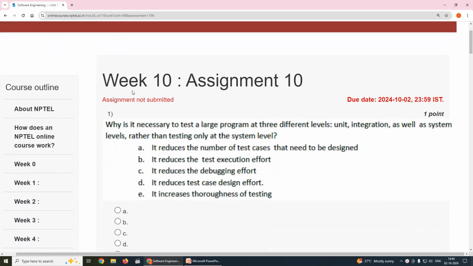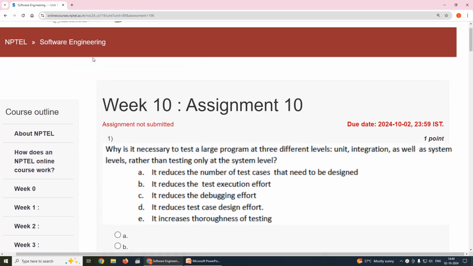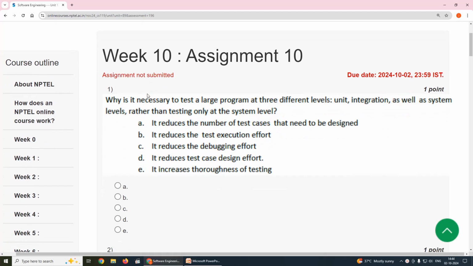So we'll move on to Assignment 10 for the course Software Engineering. Why is it necessary to test a large program at three different levels, unit, integration as well as system levels, rather than testing only at the system level? Our suggestion is option C. It reduces the debugging effort.